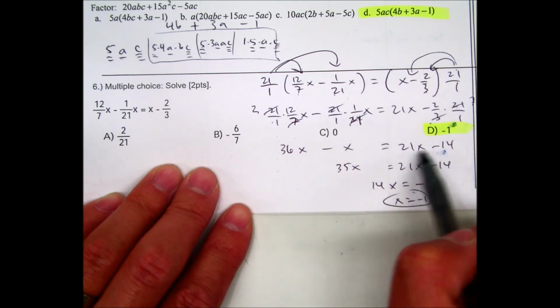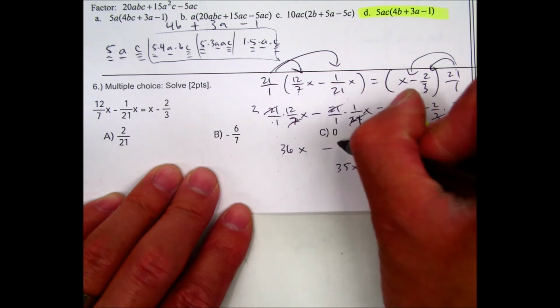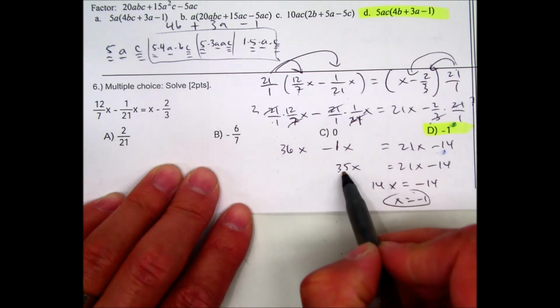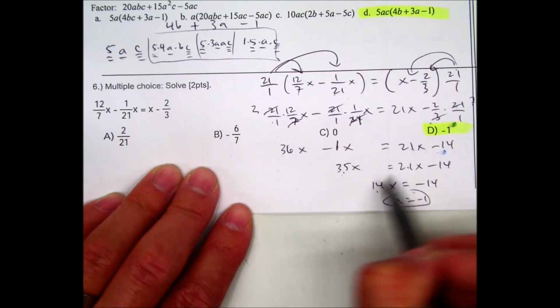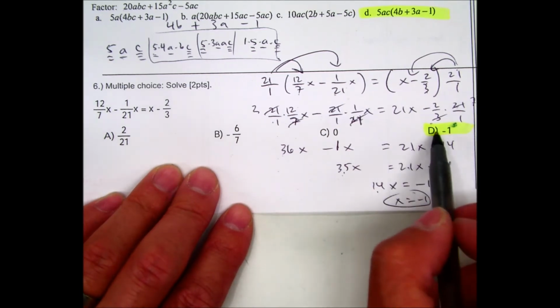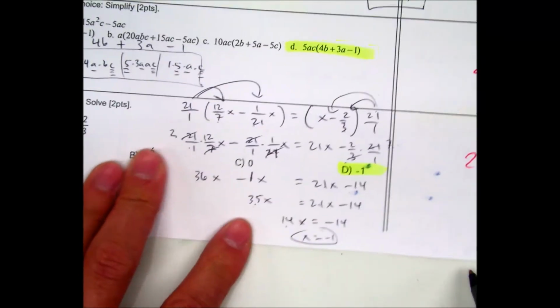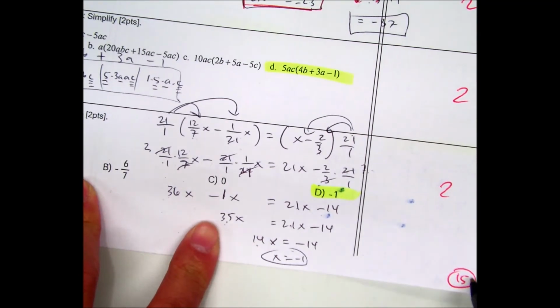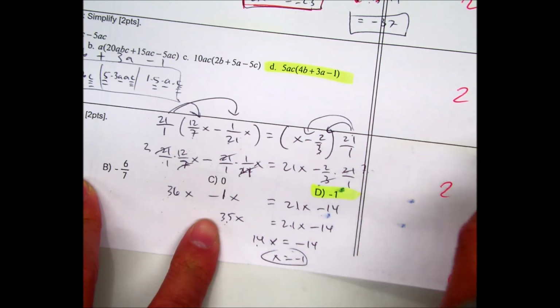And then here I'm just using my algebra. This is a 1 right here. So 35x, subtract 21, divide by 14, x equals -1, which is choice D. Each multiple choice is worth 2 points, and then the whole page is worth 15, so 2 points for writing your name, first and last name, nice, and then 1 point for the period.